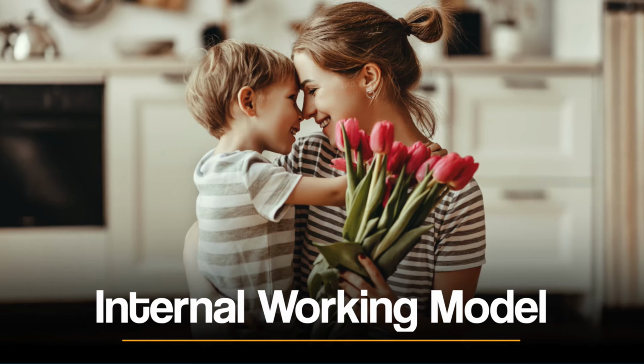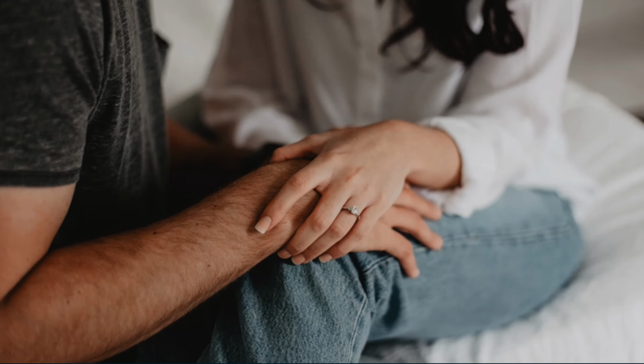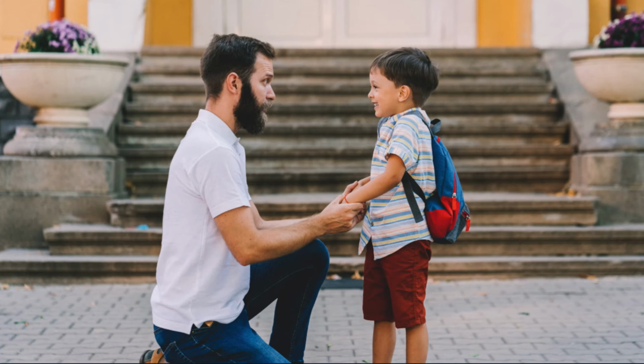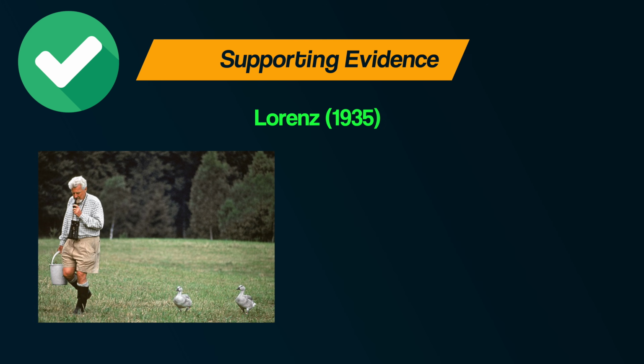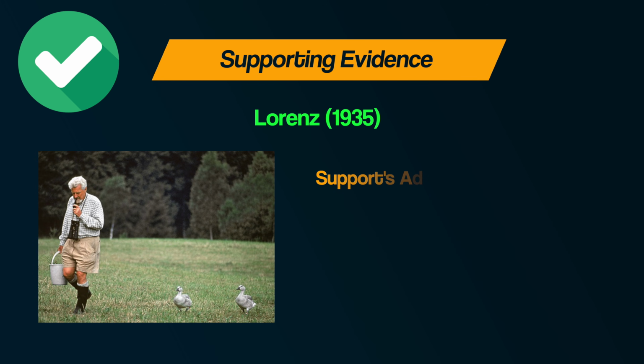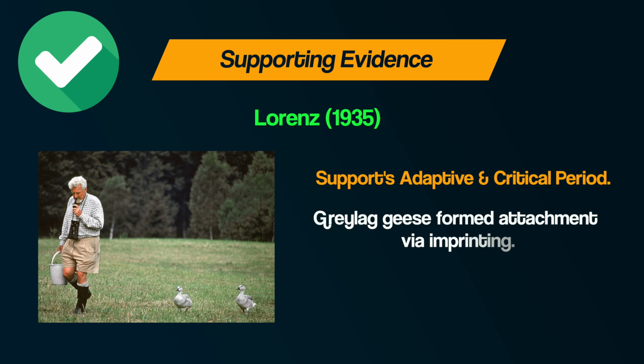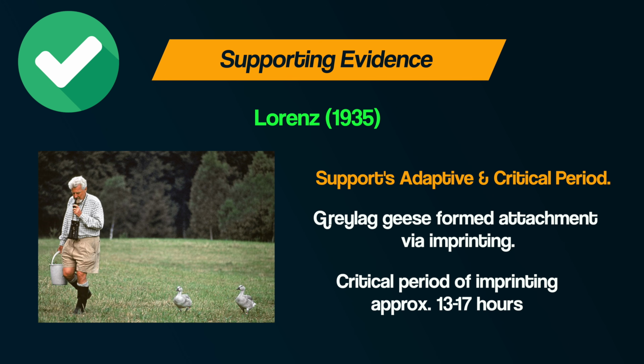The internal working model is a mental framework shaped by early attachment experiences, which influences the child's future relationships, including romantic connections and parenting styles. Lorenz's research supports Bowlby's theory by showing that attachment is instinctive and occurs within a critical period. His study of greylag geese demonstrated that attachment forms with the first significant figure encountered, aligning with Bowlby's ideas of innate attachment mechanisms and the critical period.